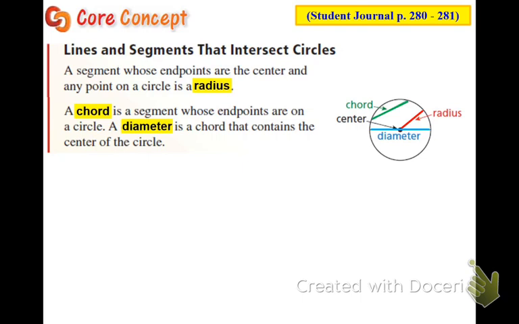So look at this blue diameter. It starts and ends on the circle, but it's not only a chord. What else does it do? It goes through the center.